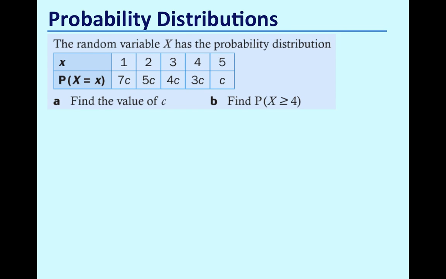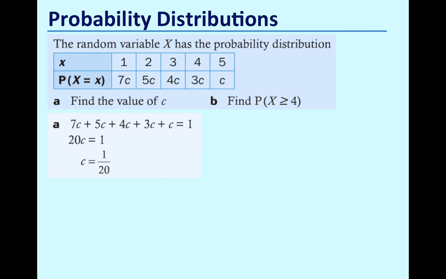Let's have a look at a different probability distribution here then. So we've got the probability that a random variable x takes the value of 1, 2, 3, 4, and 5. And we've got the probability, so it is 7 times some constant c. Find the value of c. And then once you've done that, use that to find the probability that x is greater than or equal to 4. So again, just pause the video and have a few minutes to try that by yourself, and then you can work it through with me.